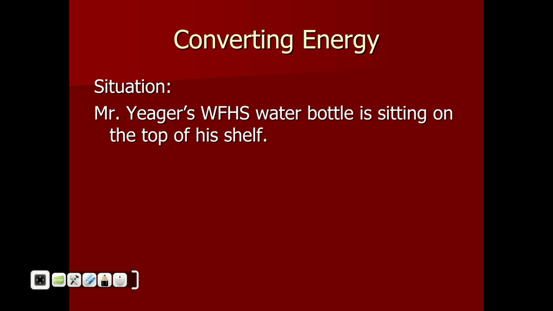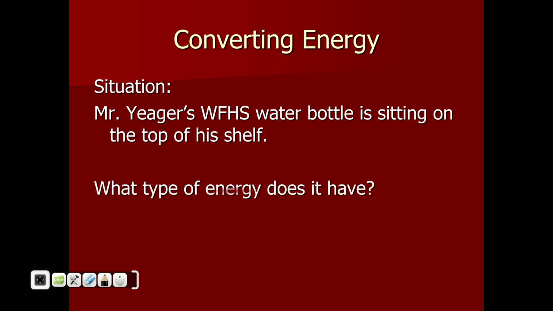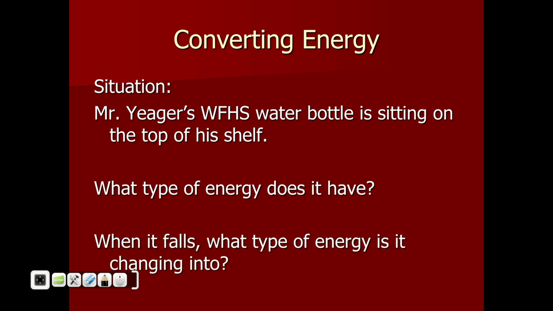You might be looking at these situations on the EOC or on the test. Let's say I have a water bottle that's sitting on the top shelf. What type of energy will that water bottle have when it's up high? It's just sitting there, so does it have kinetic energy? No, it's not moving. It's above the ground, so it must have some sort of gravitational potential energy, right? These are the questions you need to ask when you're given a situation. What type of energy does it have? When it falls, what type of energy is it changing into?